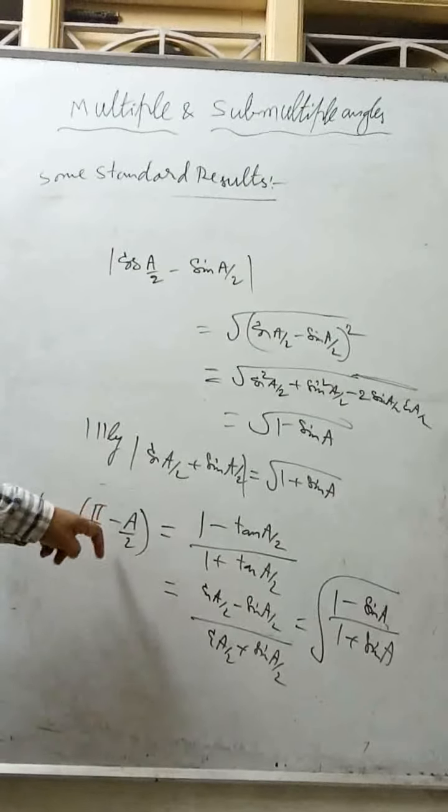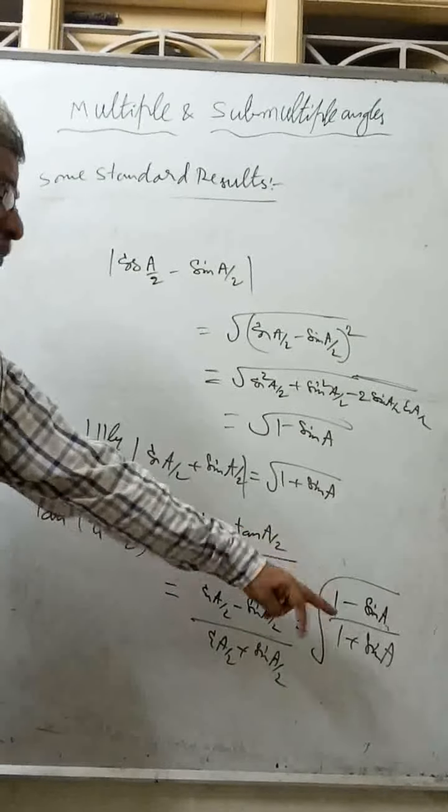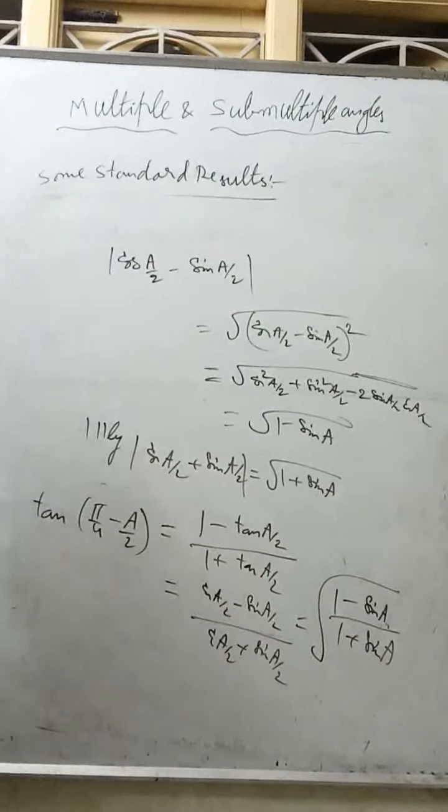Similarly, I can prove for pi by 4 plus a by 2, which means the reciprocal of this, that is 1 plus sin a by 1 minus sin a.